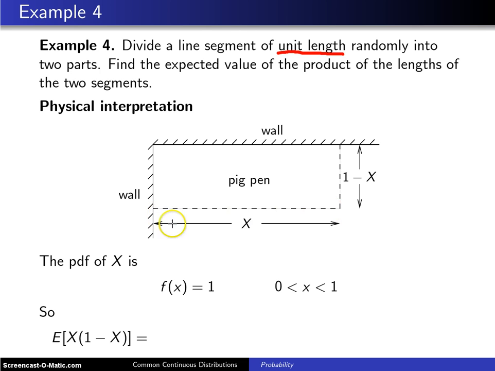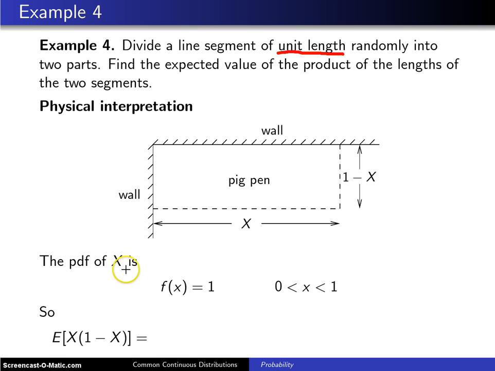And so what you're doing is you're breaking it into a piece x and a piece 1 minus x. When you're finding the expected value of the product, that's the same as, if you have a wall here and a wall here, taking the two pieces of fencing and making a pen here, let's say for a pig or the like. And it would be the expected area of that pig pen. Of course, the pig would not like this if x were particularly small or particularly large. But nevertheless, that's the physical interpretation of what's going on.